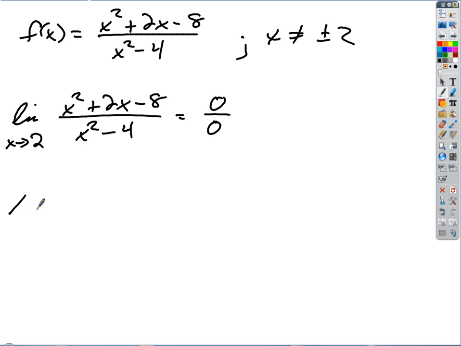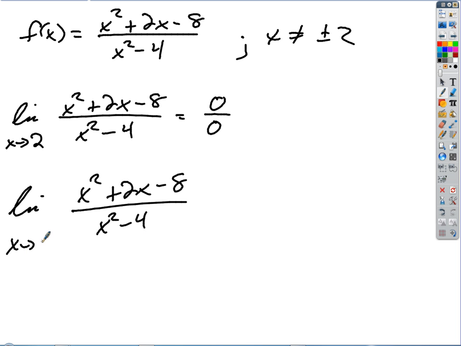Let's try the other one. Limit of our function as x approaches -2. What's going on with that one? I'm going to get 0 on the bottom, clearly. You agree? And on top, I'm getting -8. So, removable or non-removable? Non-removable.